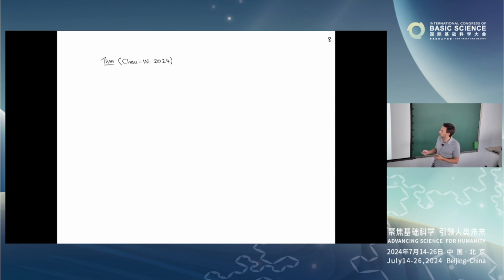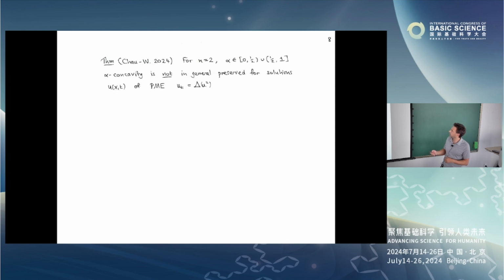And then I want to describe our main result, which just appeared this year. We produced examples in dimension n equals 2, such that for any alpha not equal to 1/2, between 0 and 1, we show that alpha concavity of U is not in general preserved for solutions of the porous medium equation. So let me say a little bit more about this. In particular, this says that the answer to Vasquez's question is no. When alpha is 1, our examples show that indeed, concavity is not preserved.